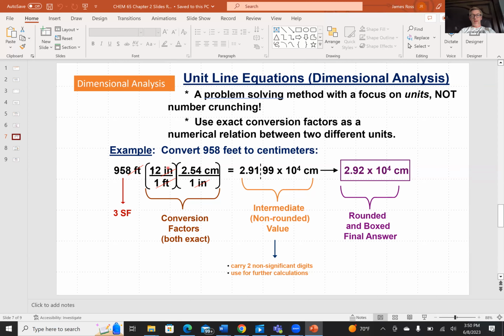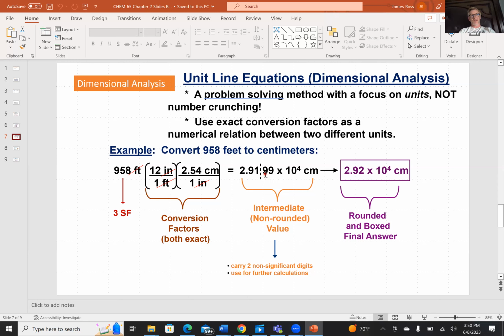We run the math. We ignore the significance of exact factors. So our input has 3 significant figures. That therefore limits the output to 3 significant figures. We do the calculation. We get 2.9199 by 10 to the 4 centimeters. The dashed line is after the third digit to remind us we have to eventually round to 3 sig figs.